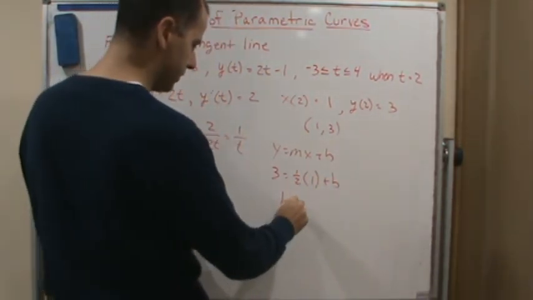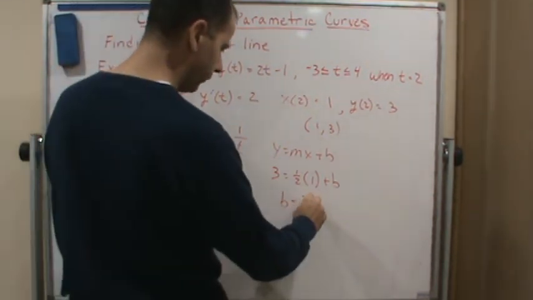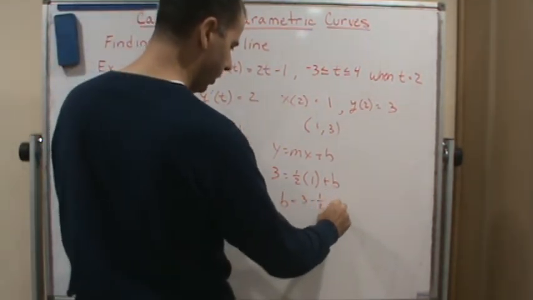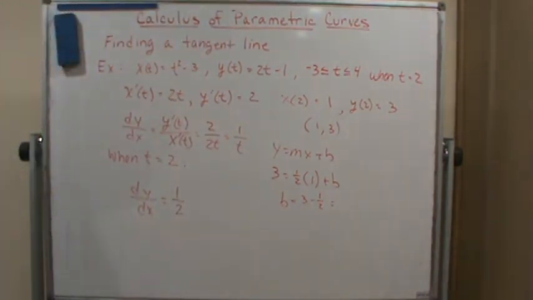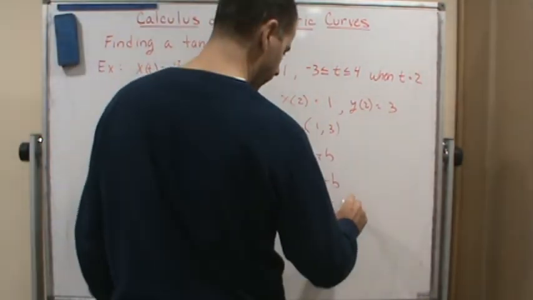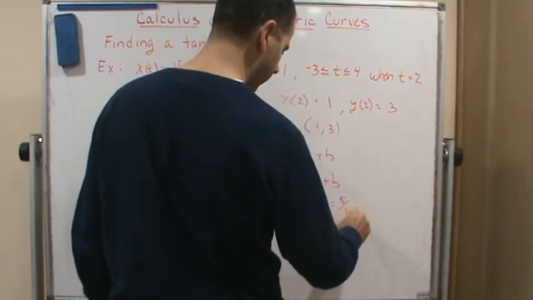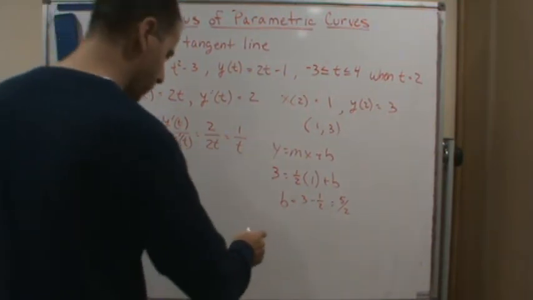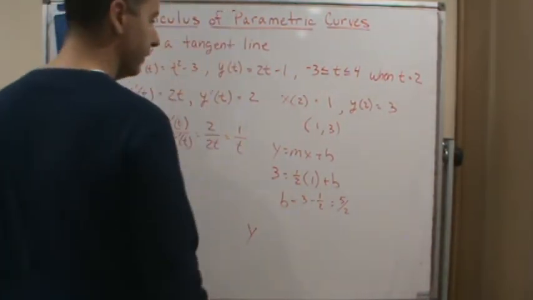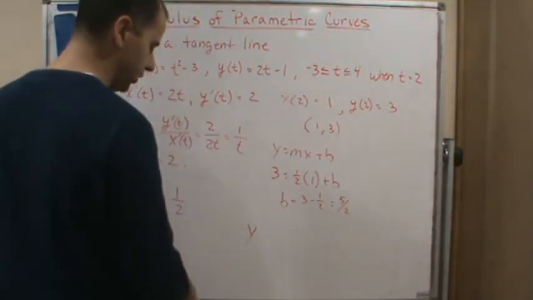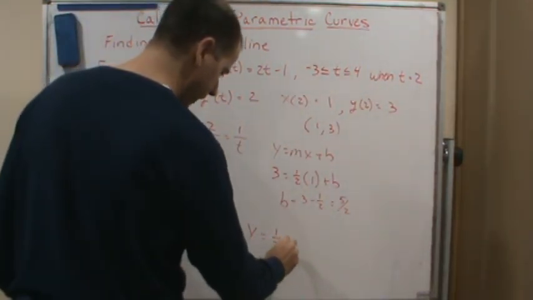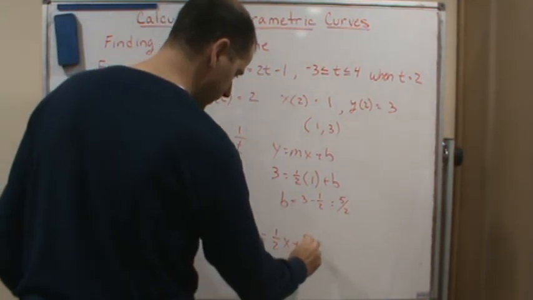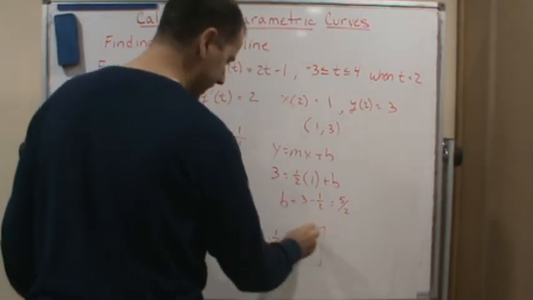So what does the intercept equal? b equals 3 minus 1/2, which equals 2.5, or 5/2. Now I've got the slope and the y-intercept, so now I'm done. The answer is that the tangent line when t equals 2 is y equals 1/2 x plus 5/2. And I'm done. It's that easy.